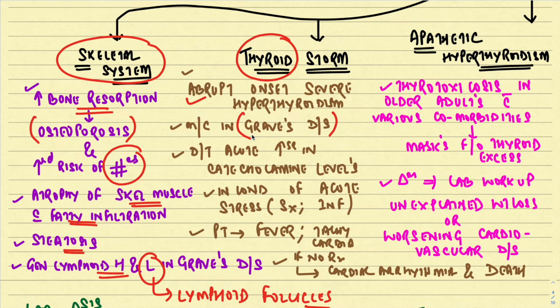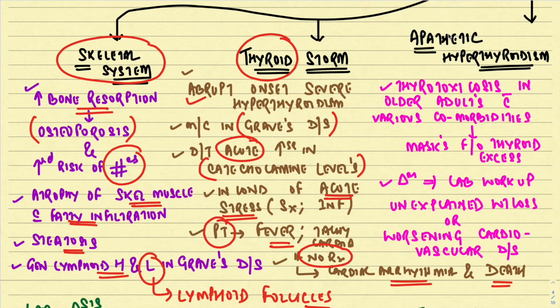So basically what happens, suddenly an excessive amount of T3, T4 hormones enter the circulation. Because of the release of T3, T4, there will be an acute rise in the level of catecholamines. So it is basically seen in conditions associated with acute stress, for example, some kind of infection or surgery. In that situation, the patient presents with high fever, tachycardia, and if the patient doesn't receive any treatment, it may lead to cardiac arrhythmia and death.